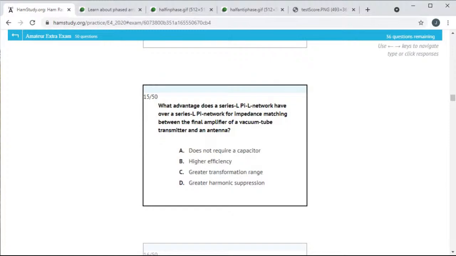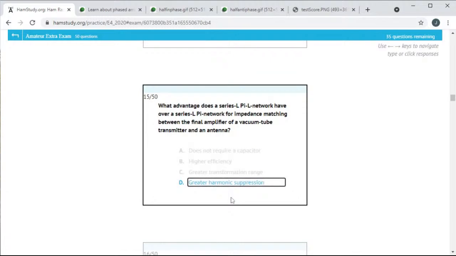What advantage does a series pi L network have over a series L pi network for impedance matching between the final amplifier of a vacuum tube transmitter and an antenna? A, does not require a capacitor. B, higher efficiency. C, greater transformation range. D, greater harmonic suppression. I'm going to go with greater harmonic suppression.